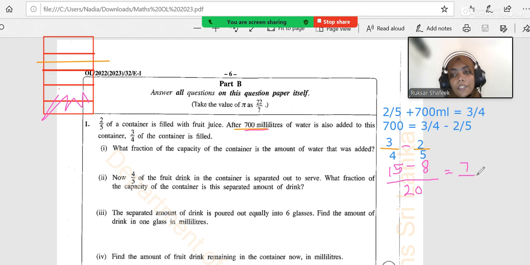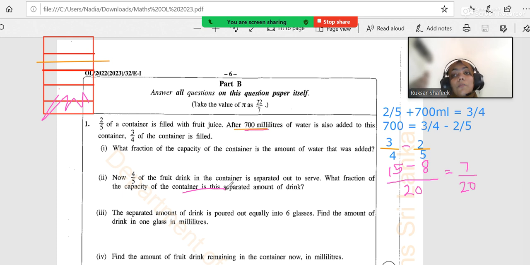So my answer for this part, the first question, would be 7 out of 20, or as a fraction, 700 milliliters is equal to 7 over 20. And then now moving on to the next part, where we say now 4/5 of the fruit drink in the container. Now let's look at it again. 4/5 of the fruit drink in the container is separated out to serve. What fraction of the capacity of the container is this separated amount of drink?